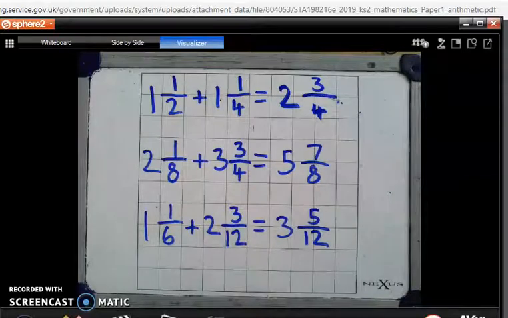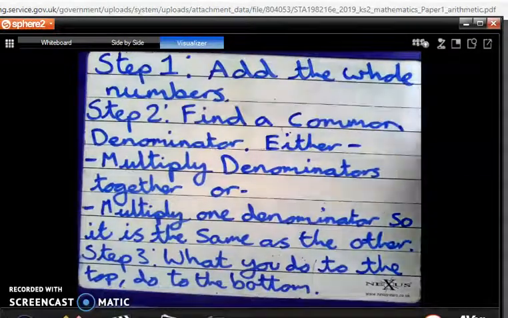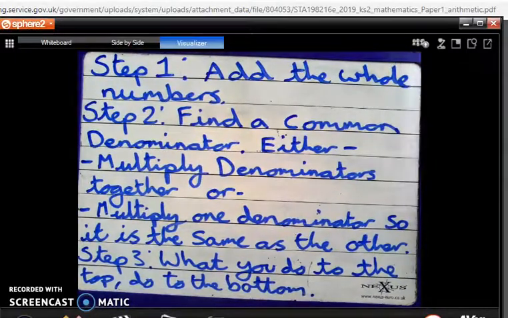Let's just go through those steps one last time. Step 1, add the whole numbers. Step 2, find a common denominator. You can do this by either multiplying both denominators together or multiplying one of the denominators so that it is the same as the other.